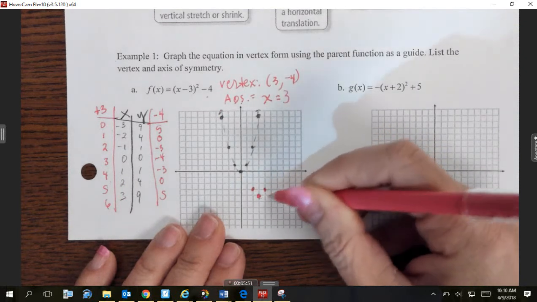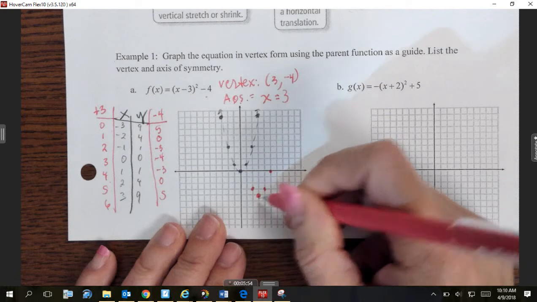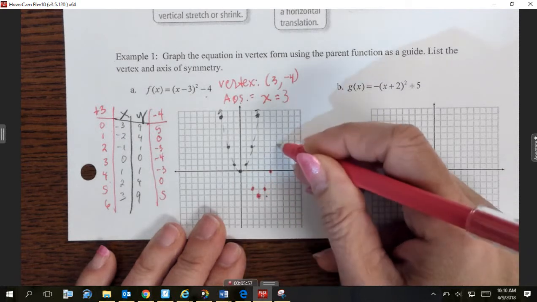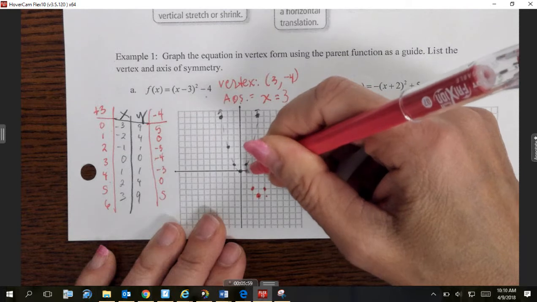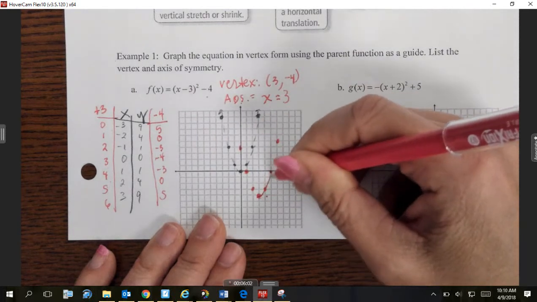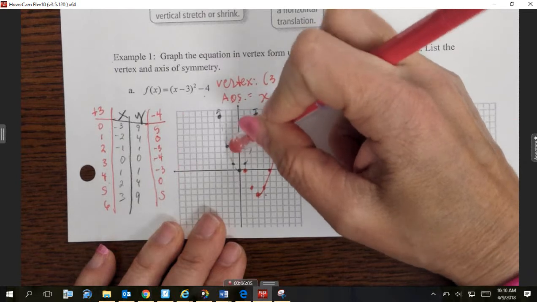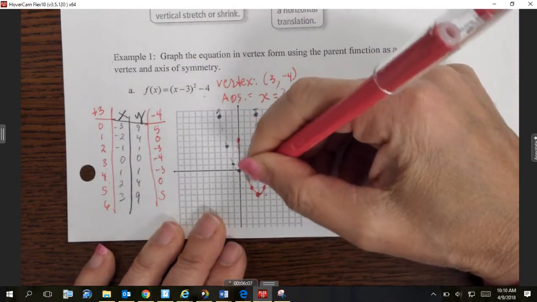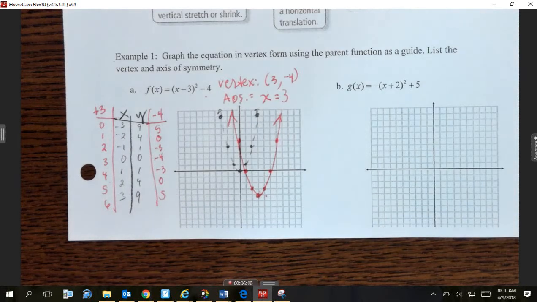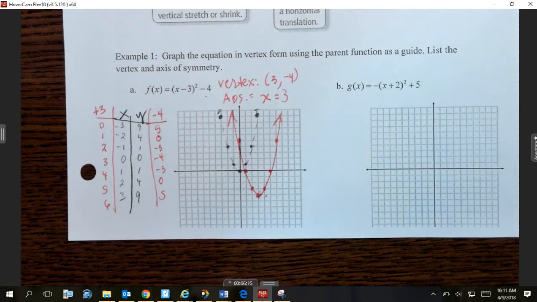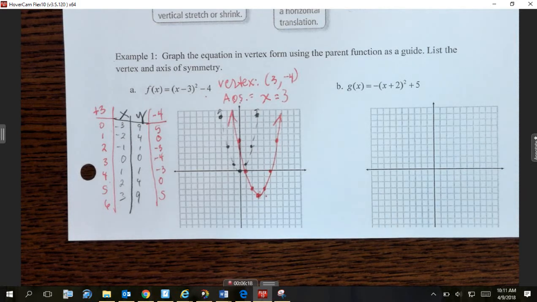So once I found my vertex, then I just use the fact that from the vertex it's out 1, up 1, out 2, up 4, out 3, up 9. And then I just move my parabola there. So you can do either method if you want to use the table or if you want to use just transformations. I prefer using transformations if there's no stretch or shrink. I prefer the table if there is a stretch or shrink, because it's hard to do without the table.